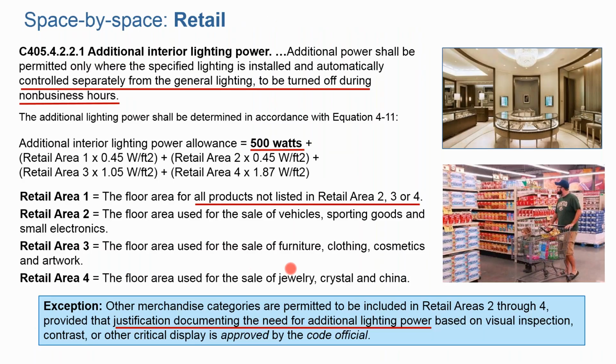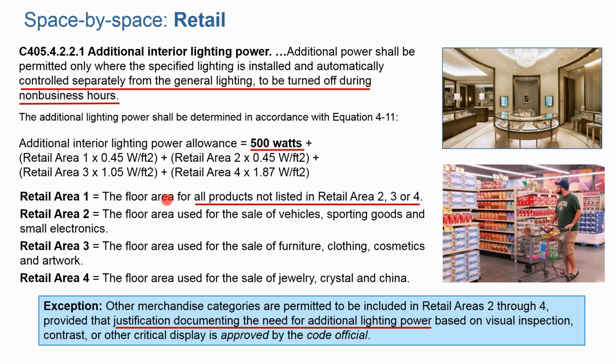Again, another very dense slide, I apologize, but we'll just touch on a few of these areas. So here's retail. Additional interior allowance controlled separately from the general lighting to be turned off during non-business hours. So the way retail works is you get a certain power allowance, and then you get additional interior lighting power allowance of 500 watts, no matter what kind of retail space it is. And then depending on whether it's retail area 1, 2, 3, or 4, you get multipliers of additional watts per square foot.